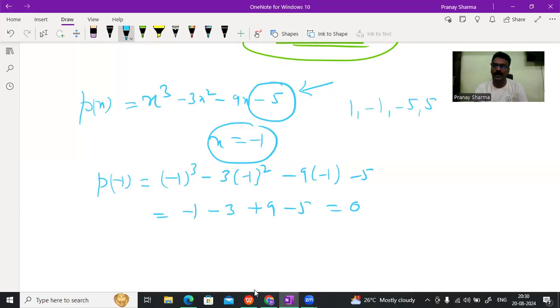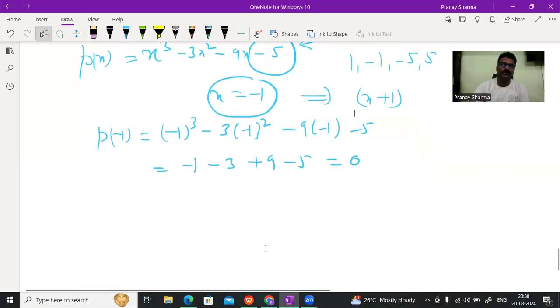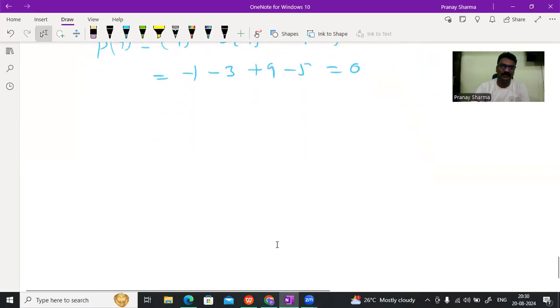The value of p of minus 1 will be 0. So this is one such 0 that we'll be considering. That means we can say from this that x plus 1 is one such factor of this. Now I told you that I'll be rewriting p of x here with a different marker.